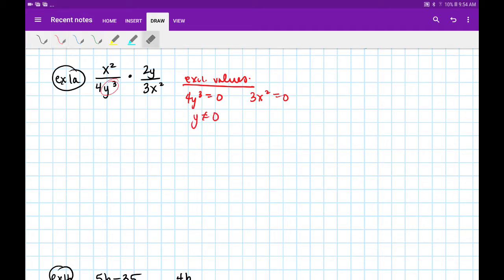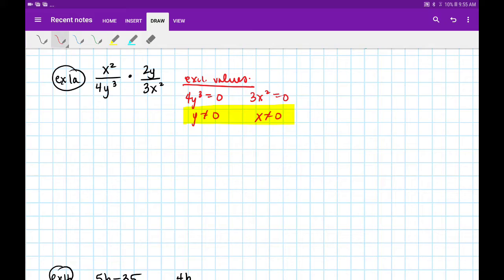I don't really need to show much work. y just can't equal 0 because if I do 0 cubed, that's 0 times 4 is 0. Can't have a 0 down there. Similarly, x cannot equal 0 because if x was equal to 0, this guy would also not exist. So these are my excluded values.